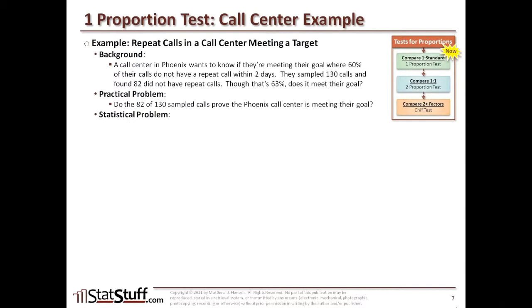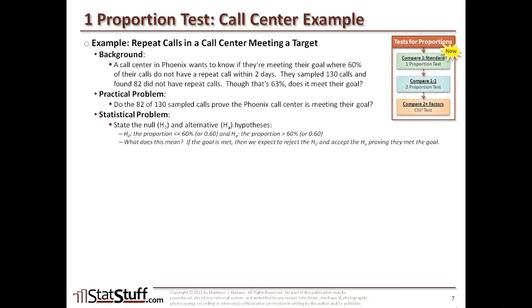For the statistical problem, we'll first start off by stating the null and alternative hypotheses. The null hypothesis is that the proportion is less than or equal to 60%, and the alternative is that the proportion is greater than 60%. Practically, that means if the goal is met, then we expect to reject the null hypothesis and accept the alternative hypothesis, proving that the goal was met.